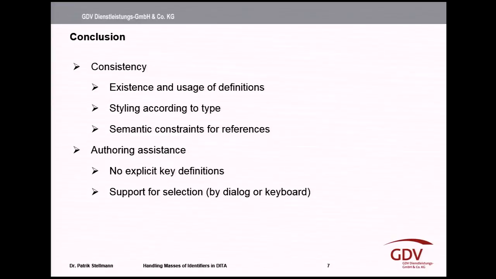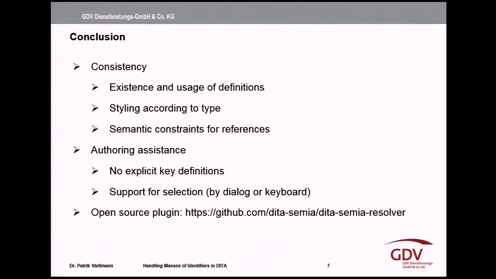So you don't have to explicitly define any keys. It's done automatically by the framework. And you have support for selection. I've just shown how you can do it by dialog. It's also possible, or will be very soon, just by keyboard. When the identifier you typed is already unique, you're done. You don't have to do any additional work. And again, it's supported by the open source plugin, resolved to standard cross-references.